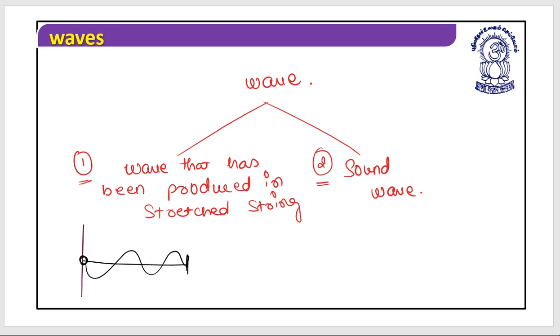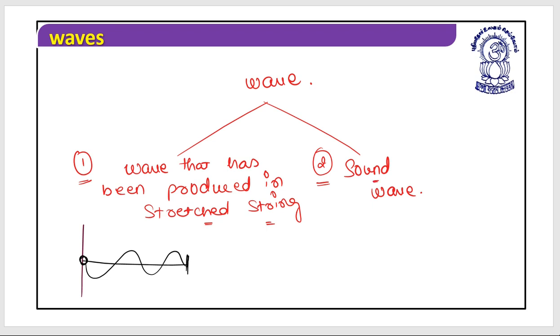Up till now, whatever we have studied was all about the generalization of a wave: how a wave propagates, what simple harmonic progressive waves are, what a traveling wave is, how a wave travels, and so on. But whatever we are going to discuss now is specific, and belongs to either of these: a wave that has been produced in a stretched string, or a sound wave.